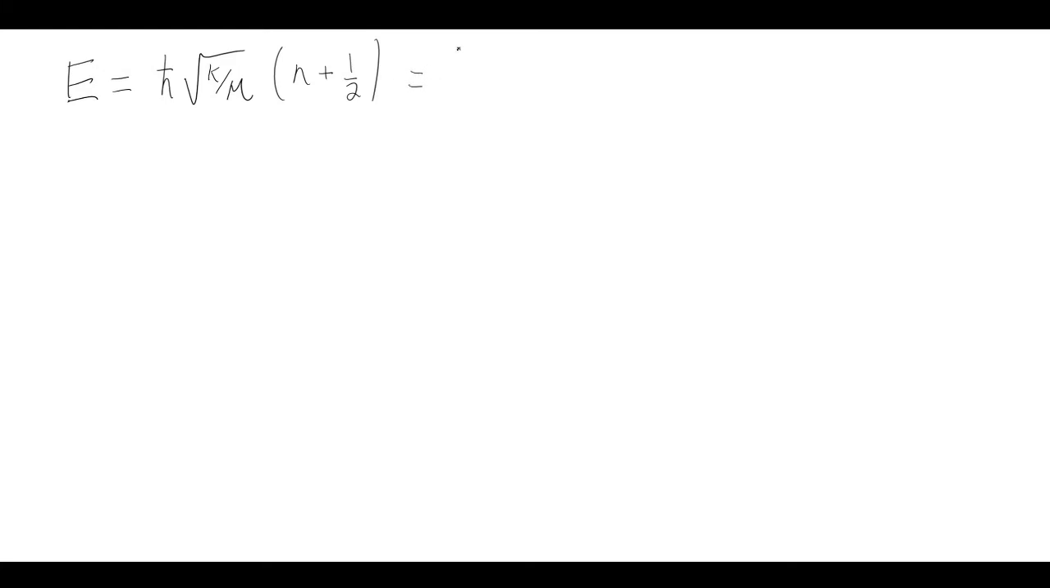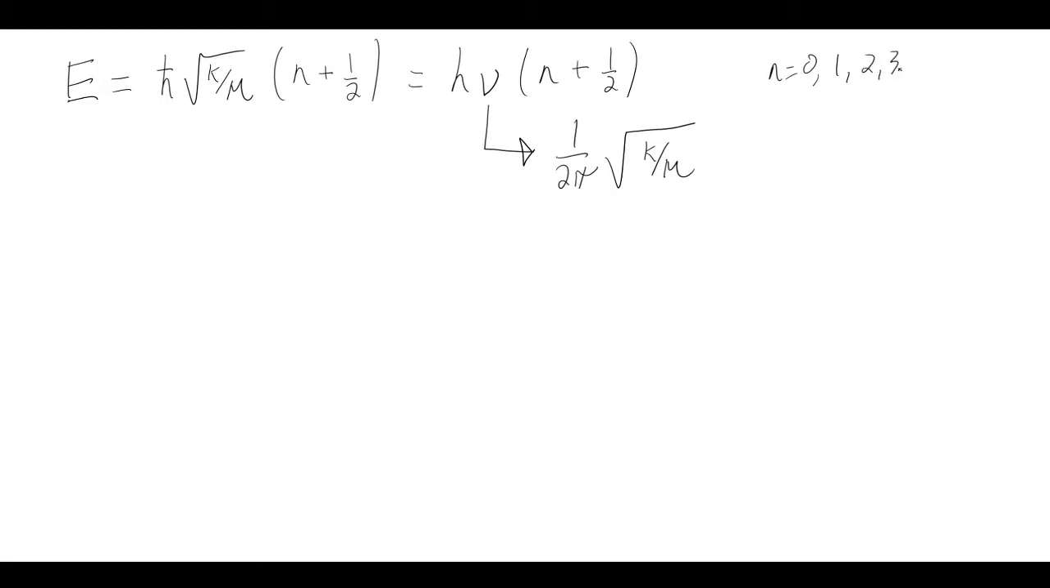Okay, this is also equal to, written another way, h nu times n plus 1/2. So the nu here is our 1 over 2 pi square root of k over mu. Again here, k is our spring constant, or sort of the bond force constant. Mu is the reduced mass. h is Planck's constant, and n can be 0, 1, 2, 3, etc.